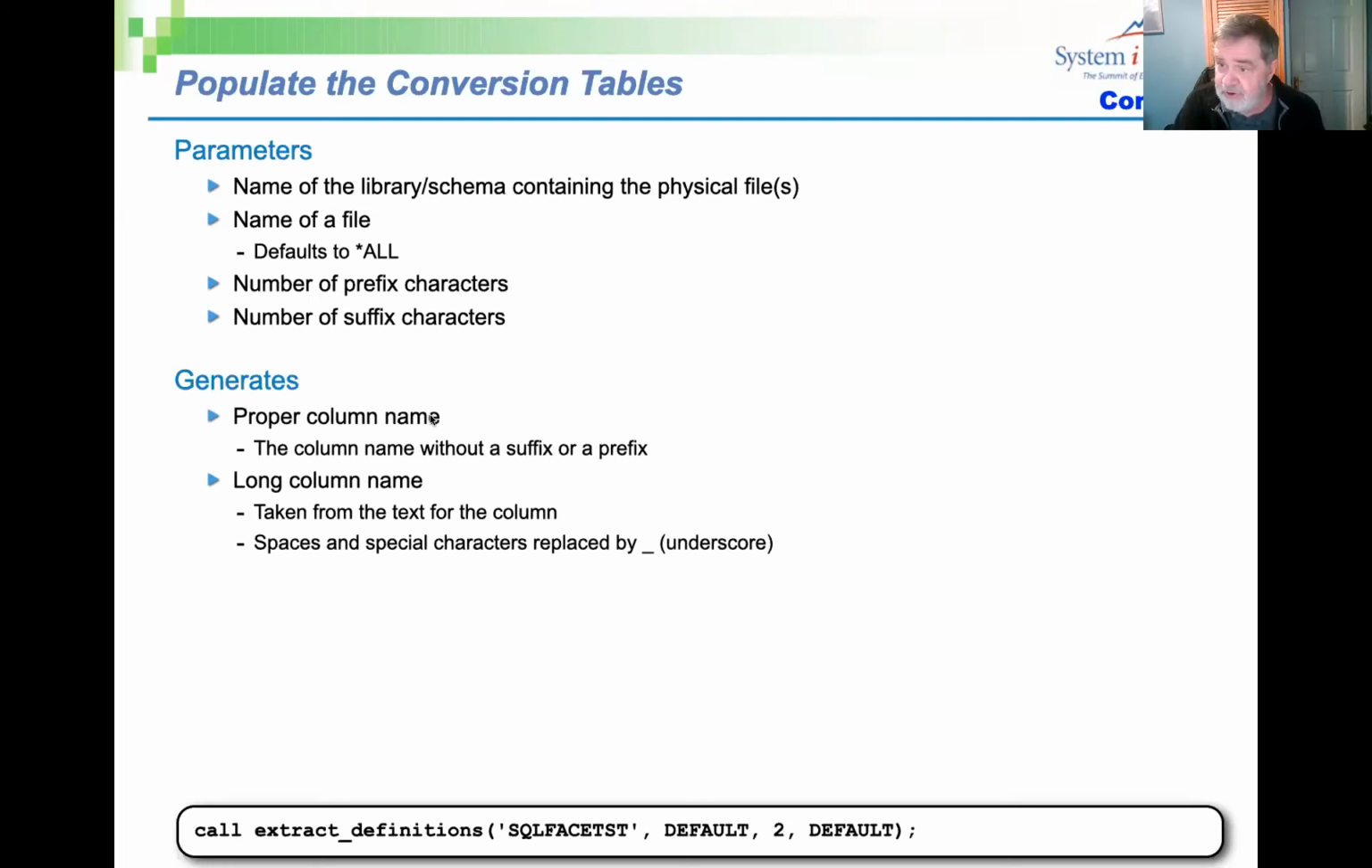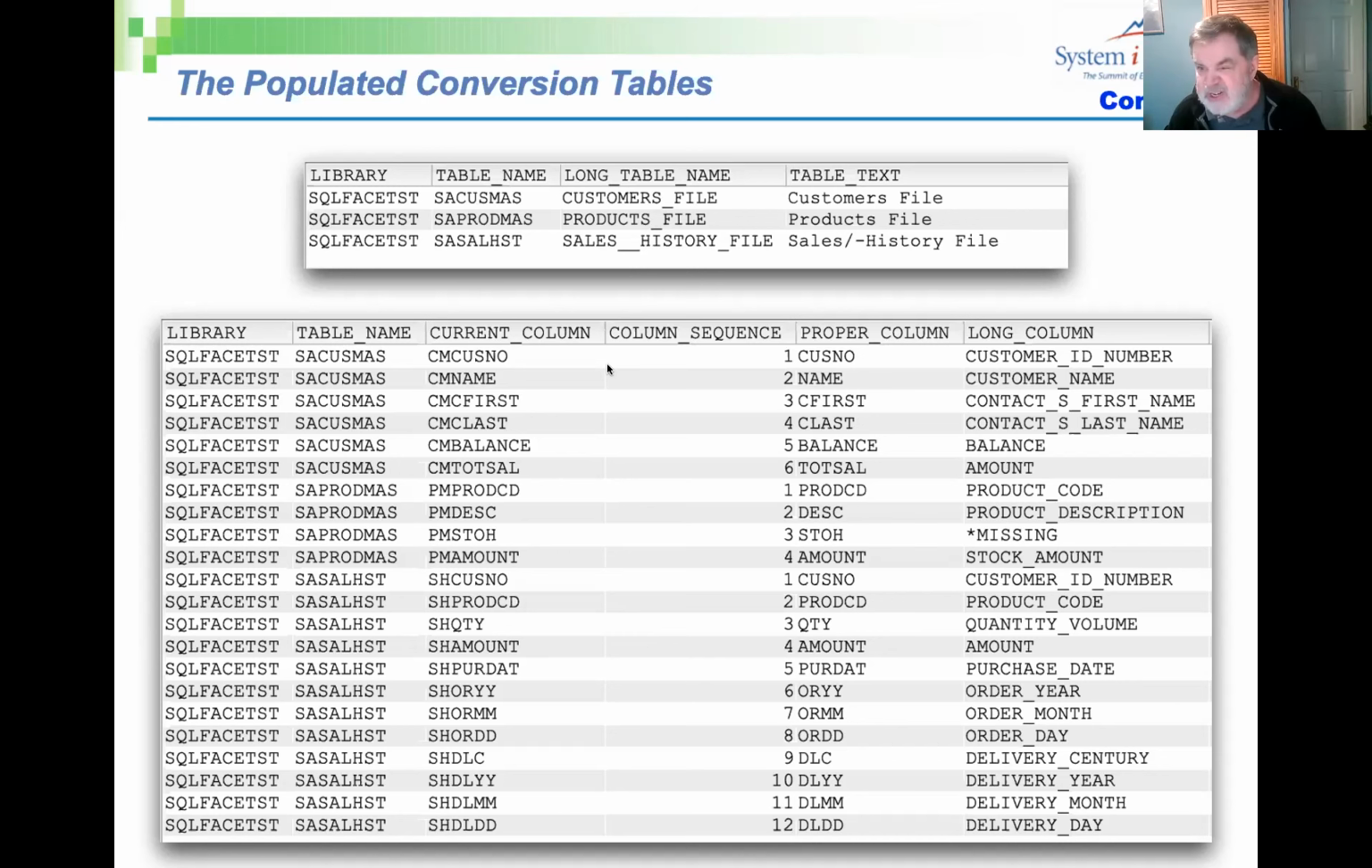So here's one for the 3 ones here. And as we can see, the long table name is basically taken from the text. Okay, but spaces or any special characters are replaced with an underscore. And in here, we're just getting all the columns that are in the 3 physical files. Here it's extracted the proper column name, which is without the CM at the front, and has tried to generate the long column name exactly the same, based on the text description for the column. So this just populates it, it's an attempt.